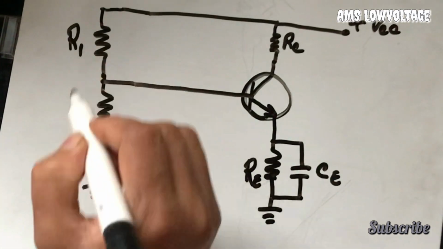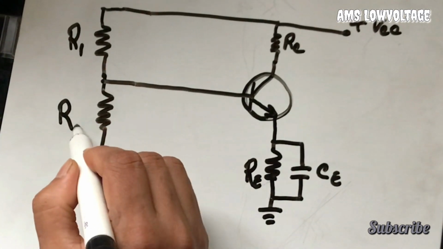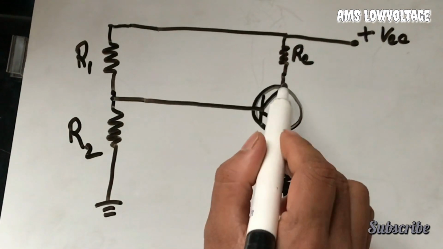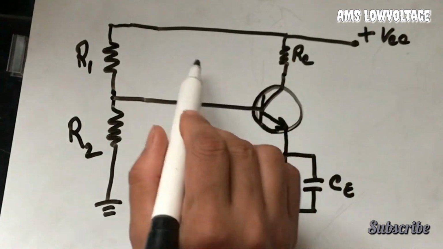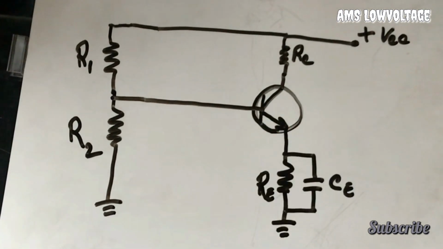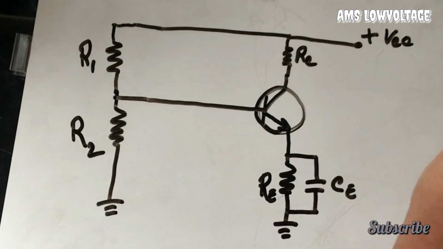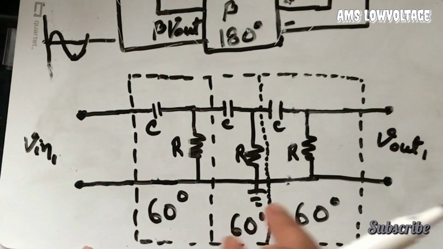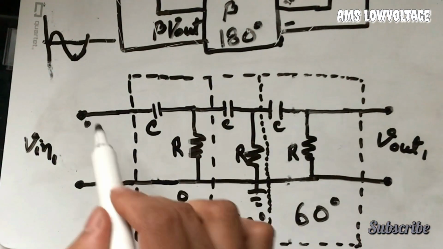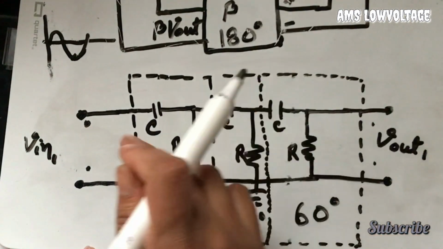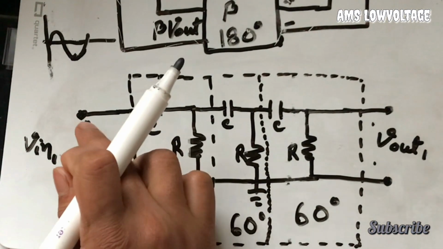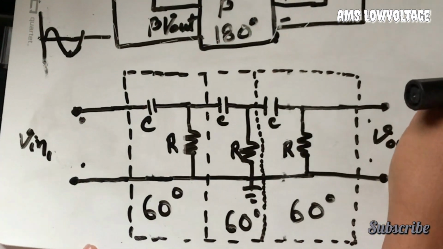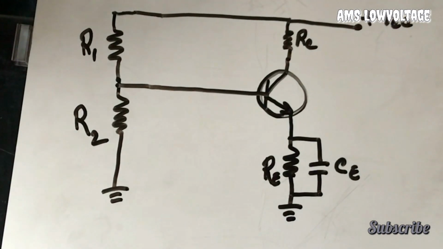Suppose this is R1, R2. So the positive feedback circuit I'm going to add in this section. How can we add this? We have seen this is the positive feedback loop circuit. This is the input for this loop circuit, this is the output. I'm going to take this input from the transistor collector, and this output will feed back to the base, just like this.